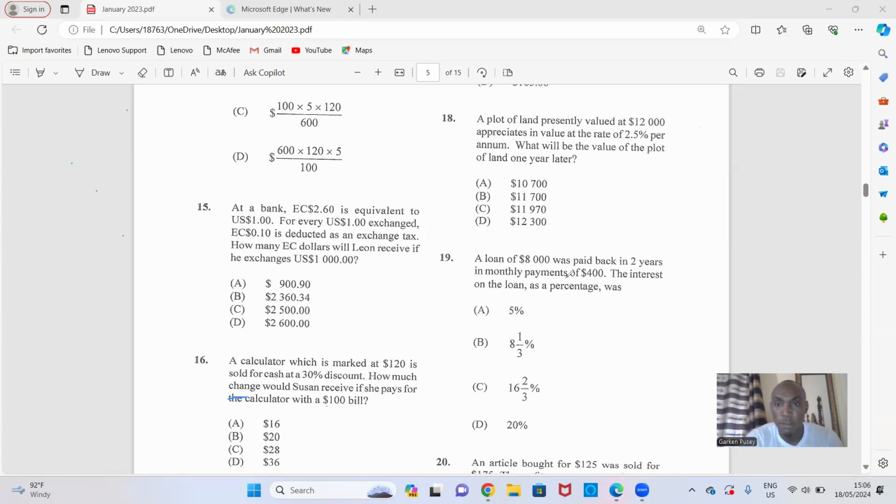Now, a loan of $8,000 was paid back in 2 years in monthly payments. So once it's in monthly payments, you start thinking that 2 years will have how many months? 24 months. The interest on the loan as a percentage was what? So that's what they want to find. So first we need to find out how much is paid back after the 2 years or the 24 months. So each month you're paying $400 for 24 months. That's 2 years. So we can multiply the 400 by 24. Not by 2, but by 24. Because there are 24 months in 2 years.